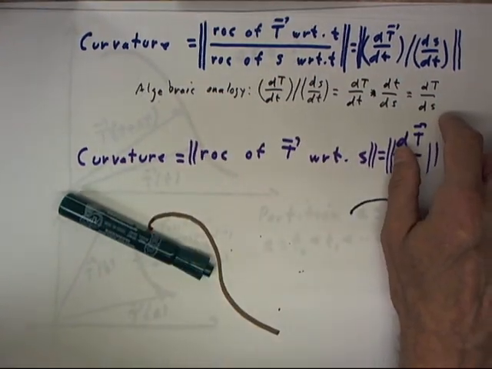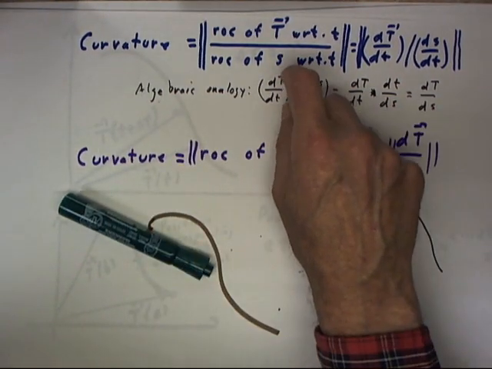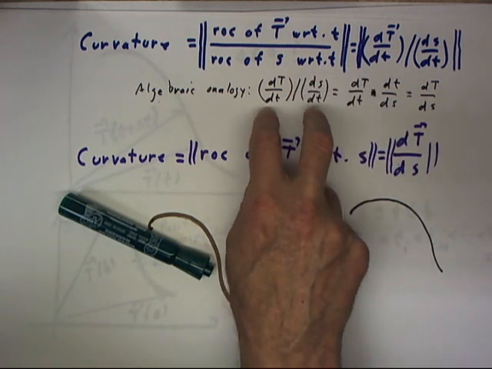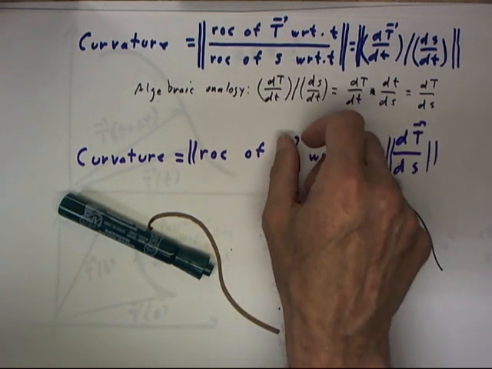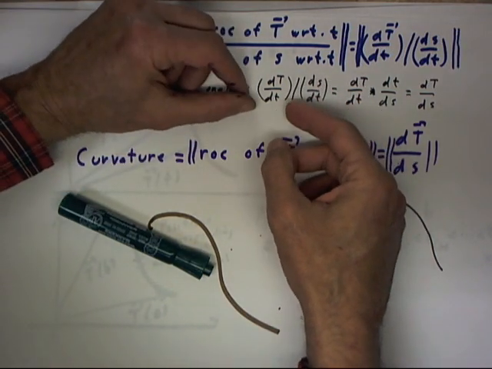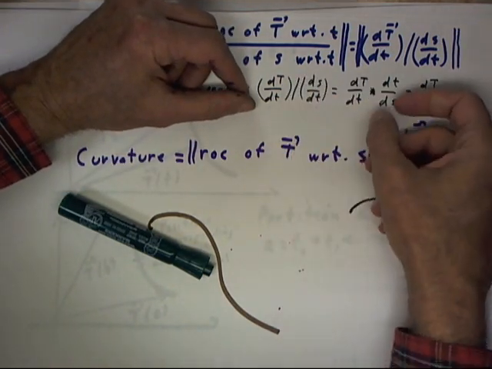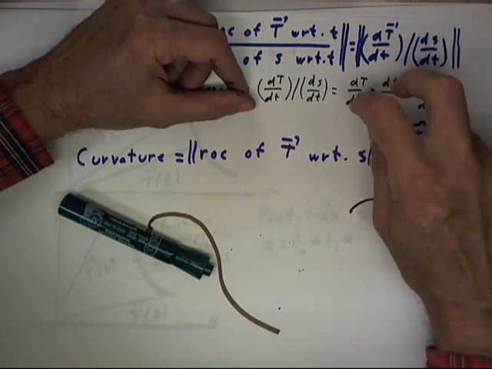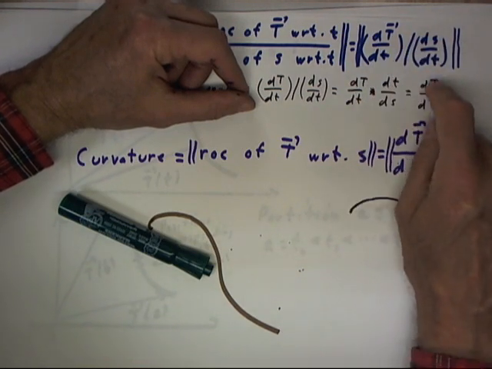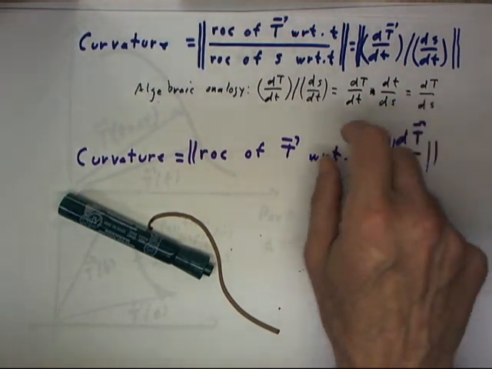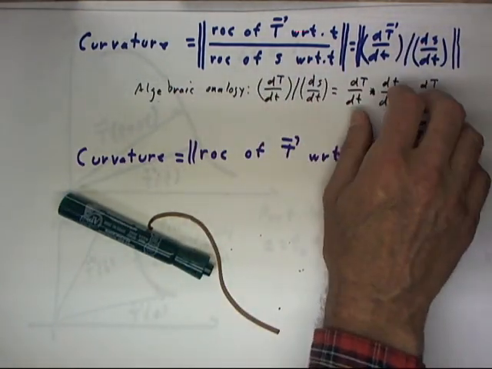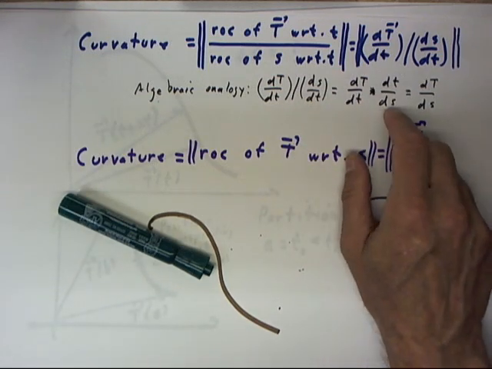We have an algebraic analogy, dT, d big T, d little t, over ds dt, which I mentioned previously. Just by algebraic analogy, dividing by this fraction is like multiplying by this fraction. The dt's divide out, and we end up with dT ds. And of course, this is an algebraic analogy.